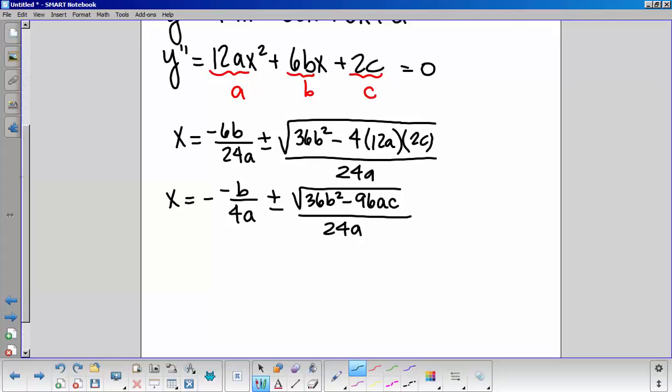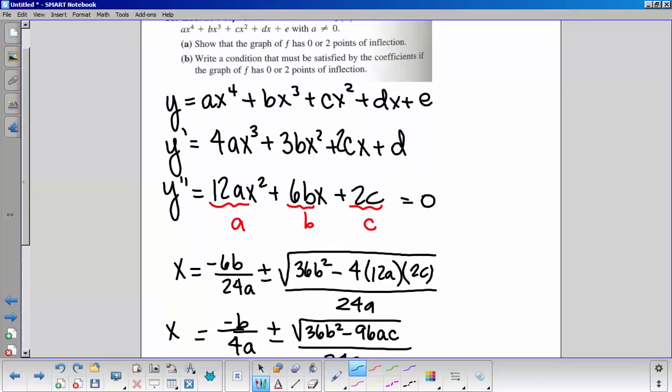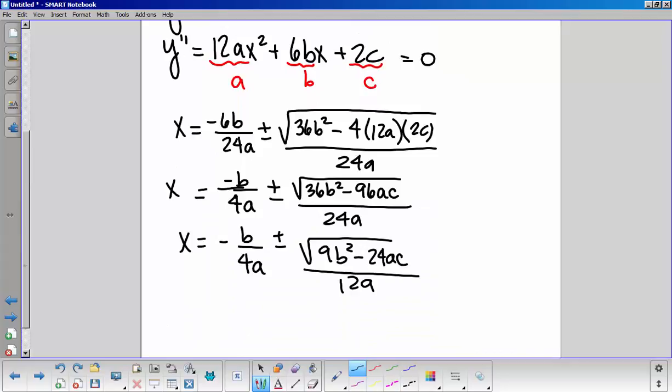Well, I know I have a perfect square factor here, right? I can pull out a 2. So if I take a 4 out, I'm left with 9b squared minus 24ac. And this would be a 4 on the outside, a 2 on the outside, which would make this a 12a on the bottom. Now, what does this say on part A? Show that the graph of f has 0 or 2 points of inflection.